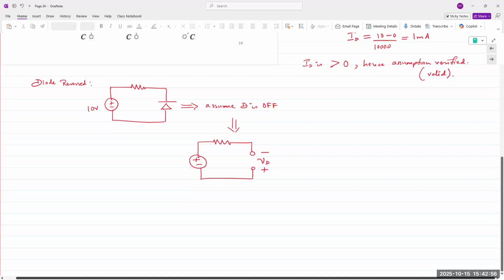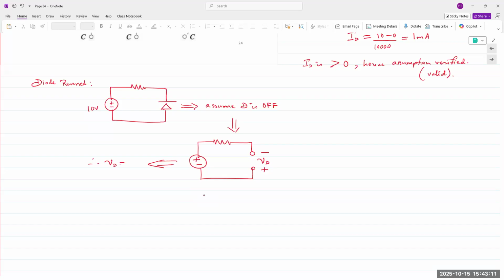If there's no voltage drop across the resistor, it means both ends of the resistor are the exact same voltage. So if you apply 10 volts at one end of that resistor, you'll obtain 10 volts at the other end, meaning VD is minus 10 volts. And if VD turns out to be negative, that means our assumption is correct.